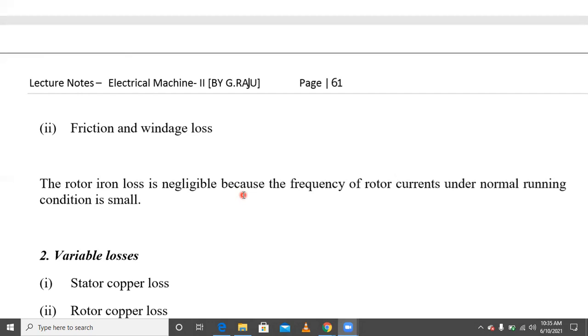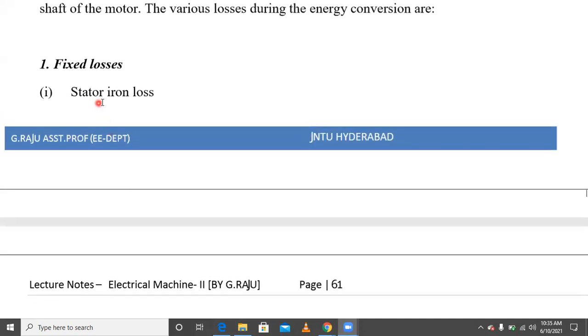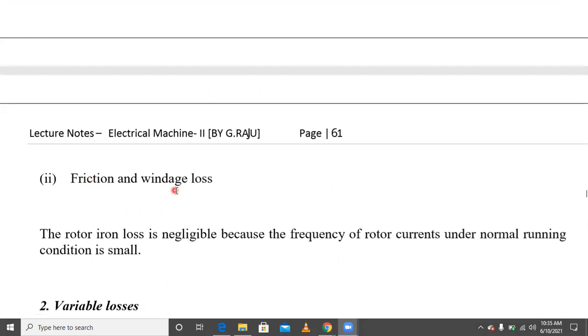For example, slip is equal to 1% or 2%. That means 0.01 times the full load stator frequency. If the stator frequency is 50 Hz, it is 0.01 into 50, so very, very less. Iron loss depends on frequency, and the rotor current frequency is very less. That's why the rotor iron loss is less in an induction motor. Only stator iron losses, and friction and windage loss.